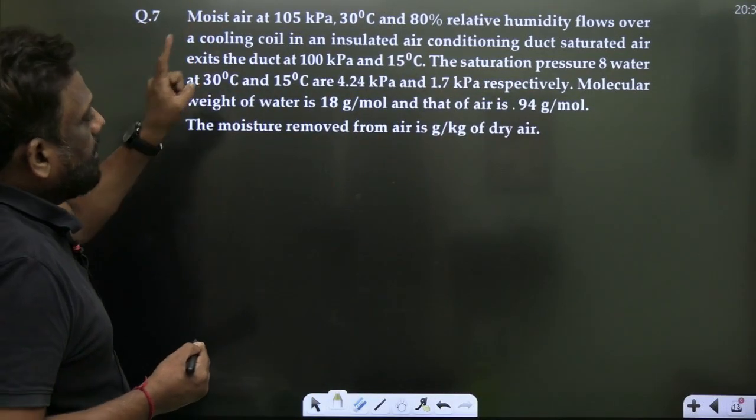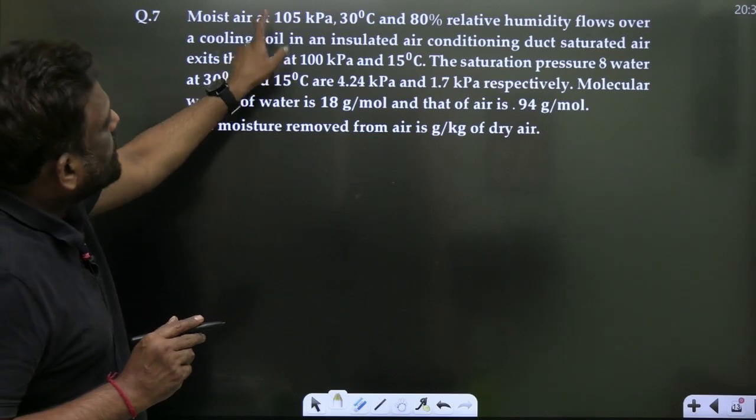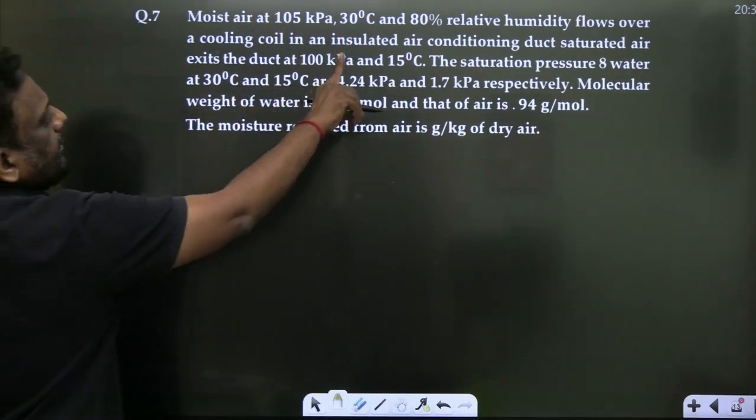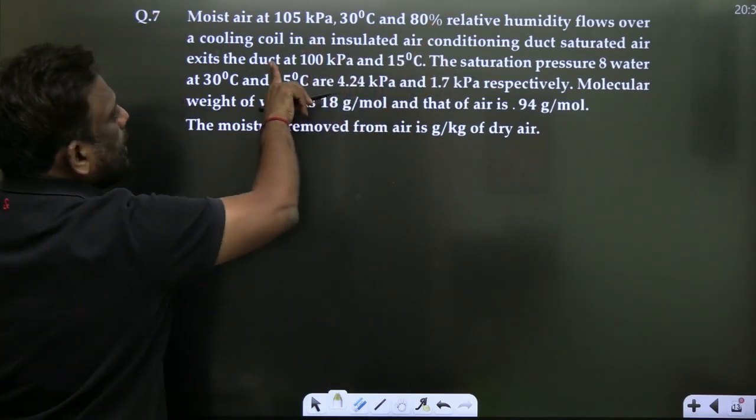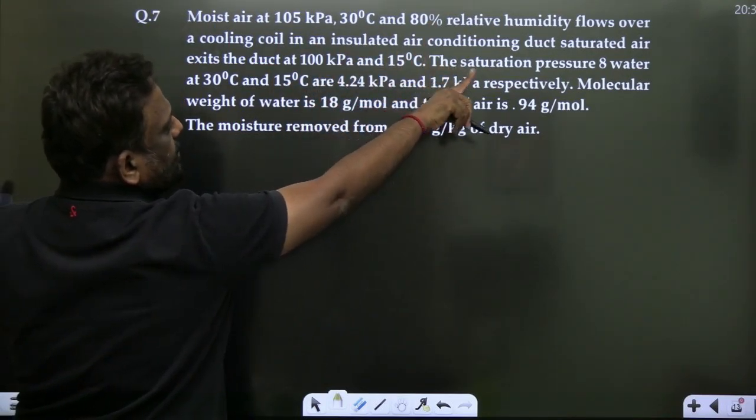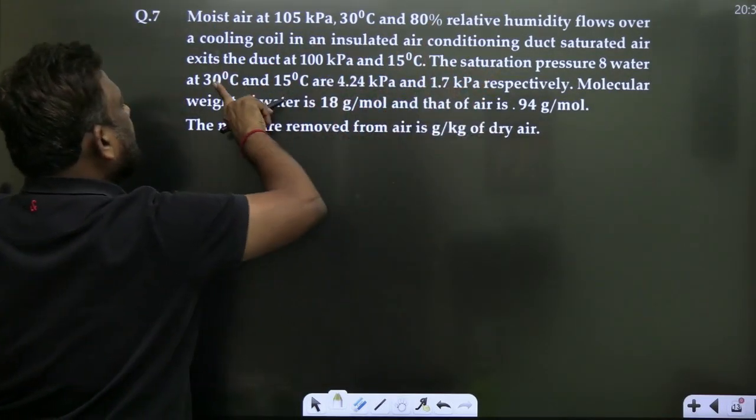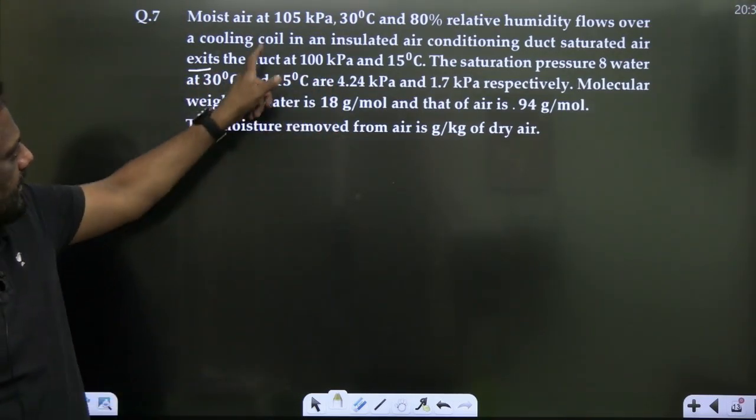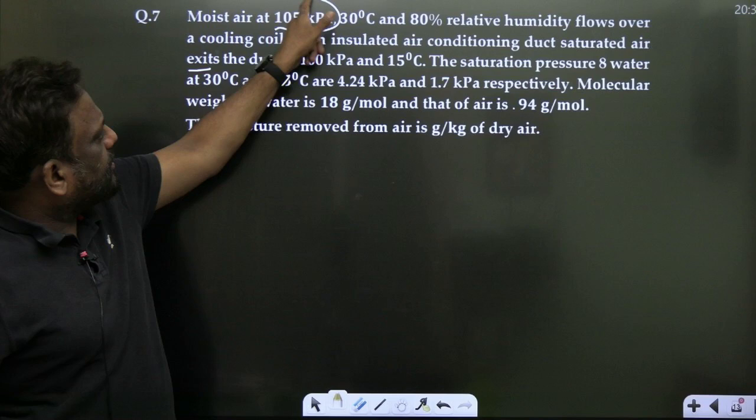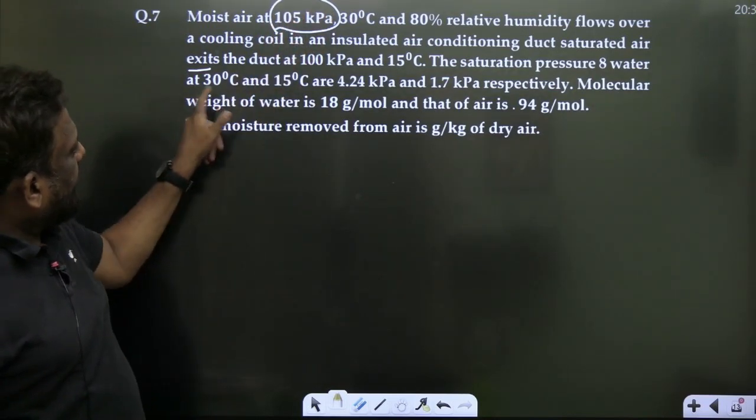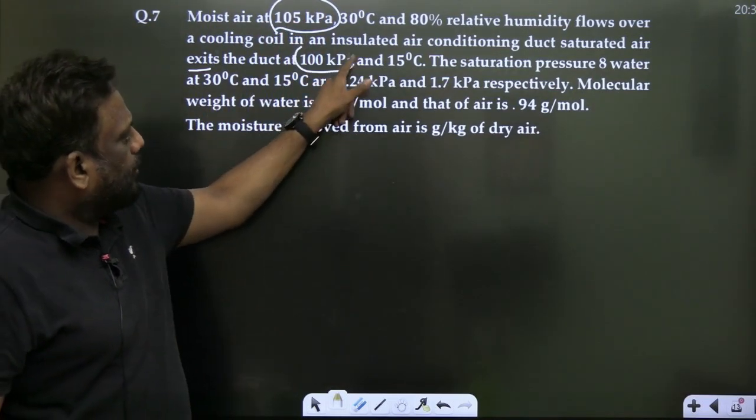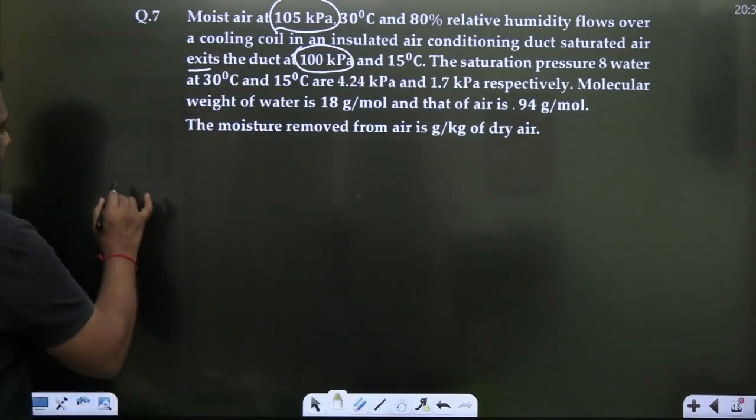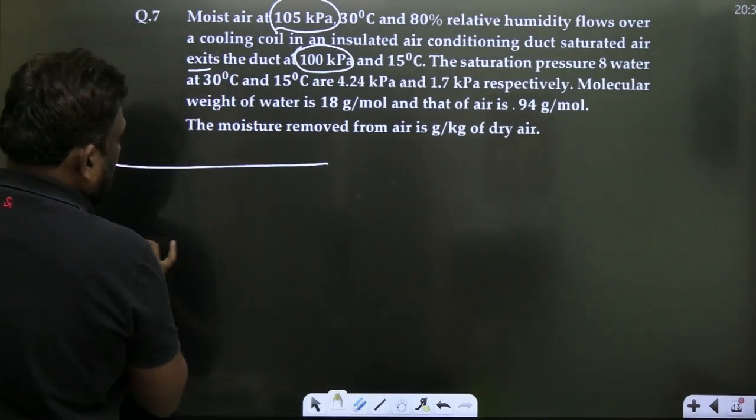Moist air at 105 kilopascal, 30 degrees, relative humidity 80%, flows over a cooling coil in an insulated air conditioning duct. This is a good question. Saturated air exits the duct, but you should be very careful. The inlet total pressure is 105 and the exit total pressure is 100 kilopascal. This is a very important observation, so let me show you very clearly.